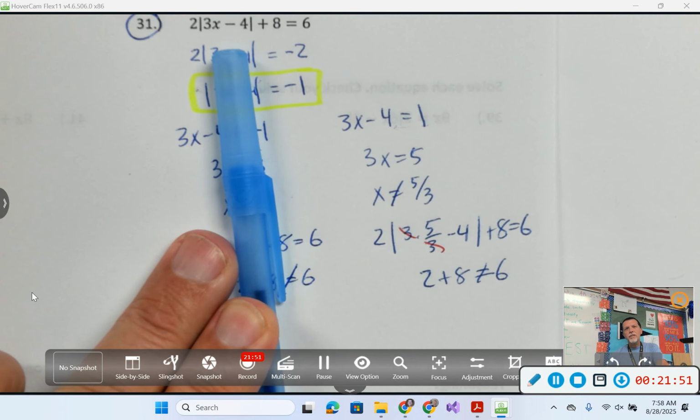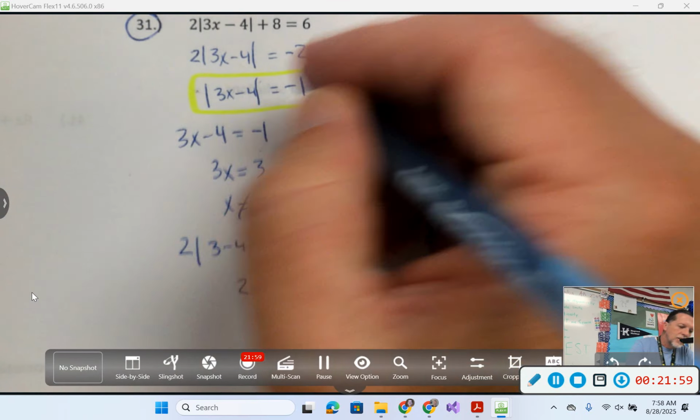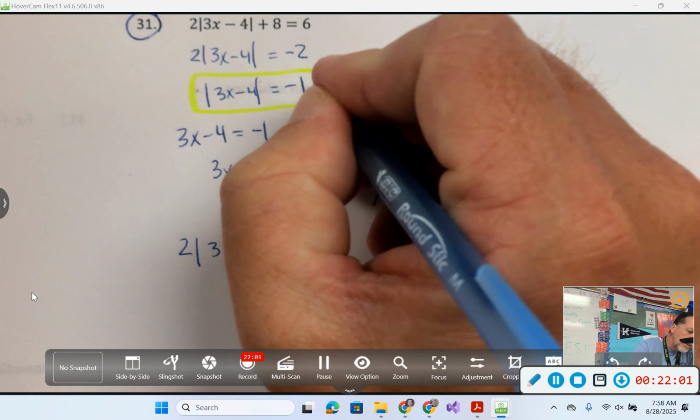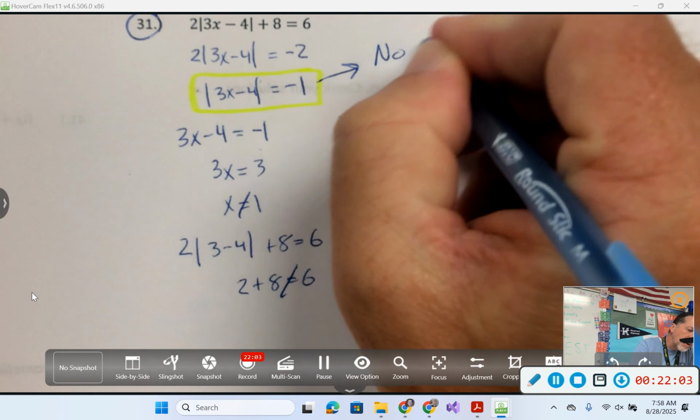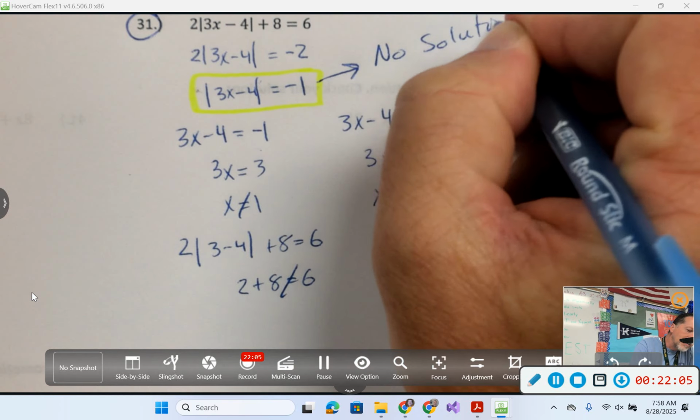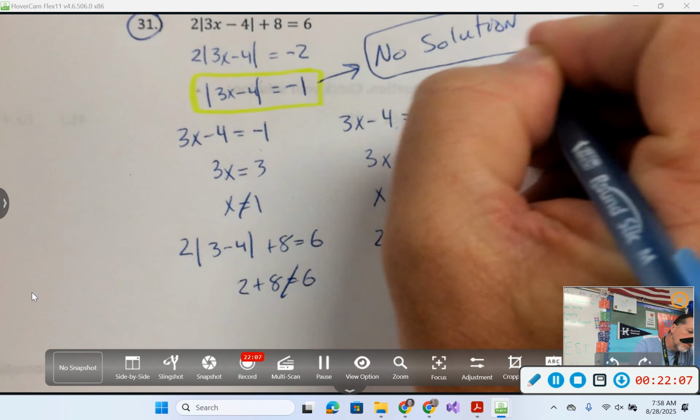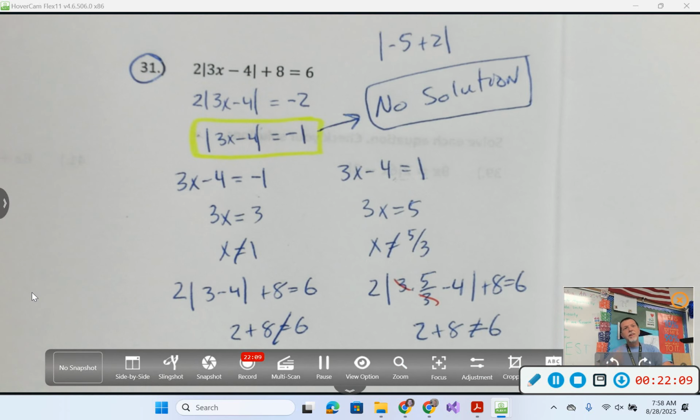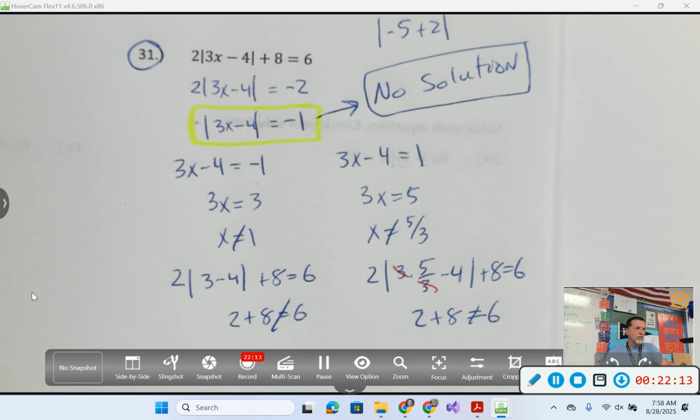The absolute value of something equals negative 1. What could we take the absolute value of and get negative 1? Nothing. So if you get absolute value equals a negative, then you can stop there and say, wait a minute, this is not going to work. There's no solution. If you keep going, eventually you'll figure out there's no solution.